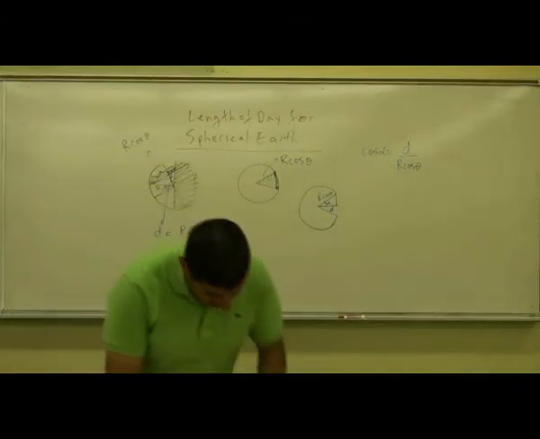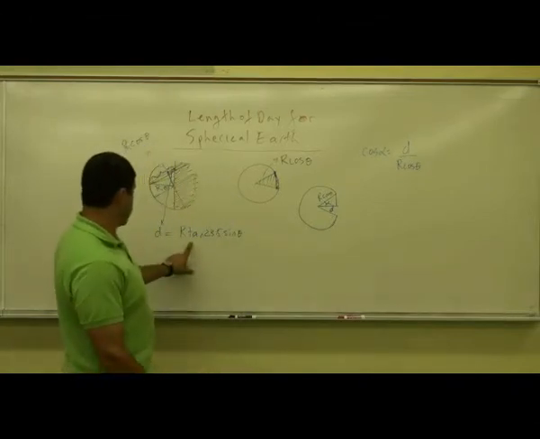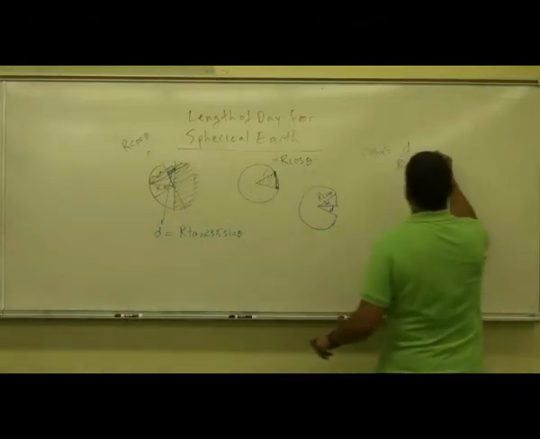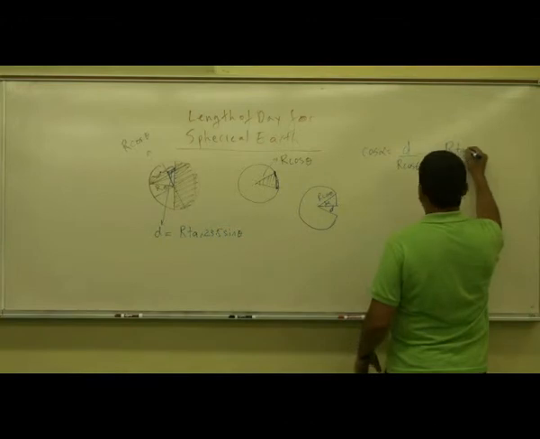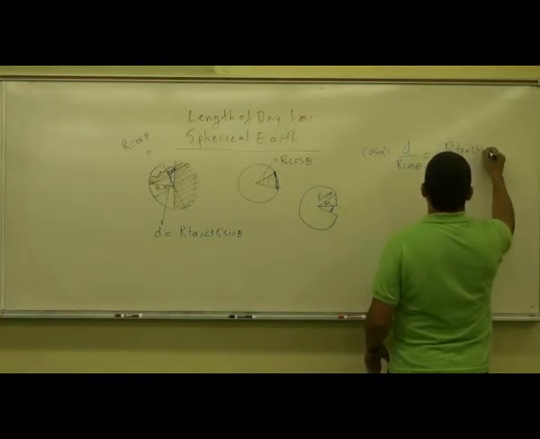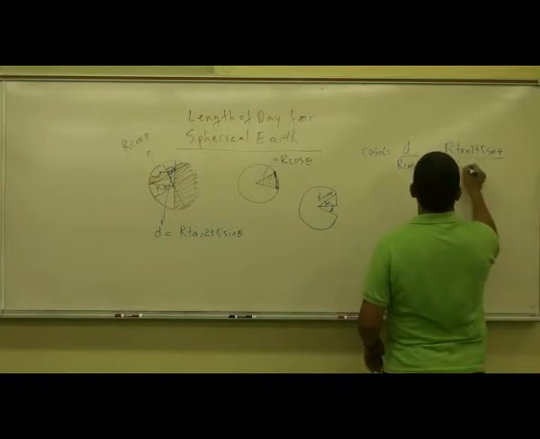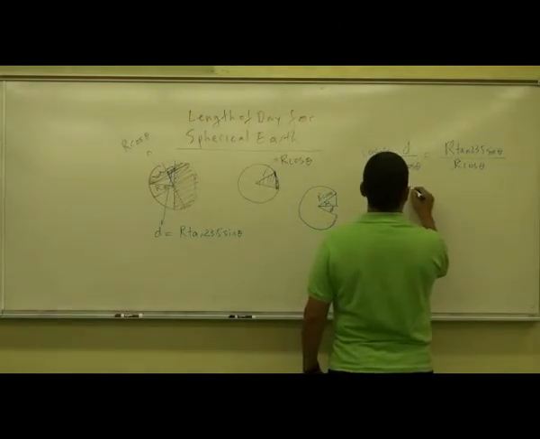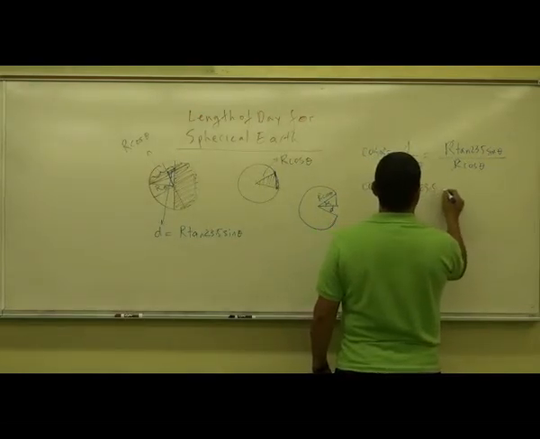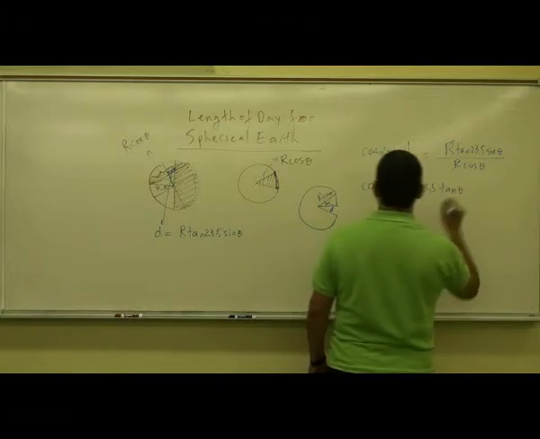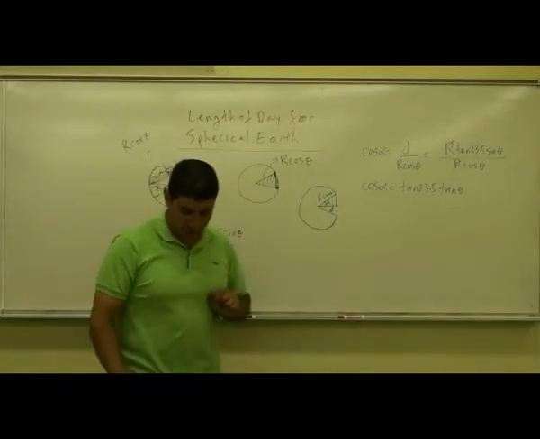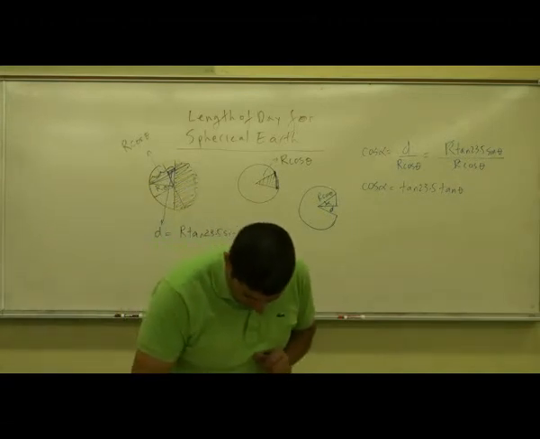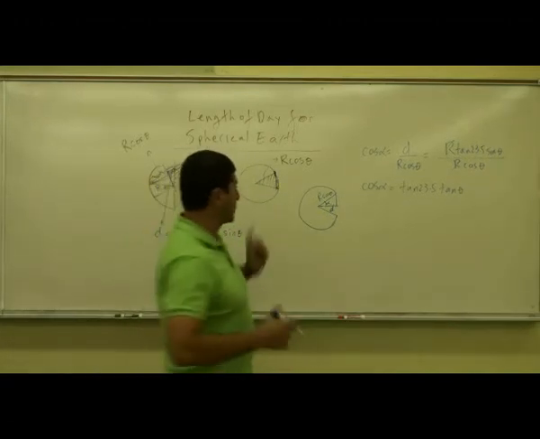And then my d is going to be this equation. So you're going to have r tangent 23 and a half sine theta divided by r cosine theta. The r and r are going to cancel. Cosine of alpha is going to be tangent 23 and a half times tangent theta. So that's going to be that angle. And then therefore, alpha is going to equal cosine inverse of that.